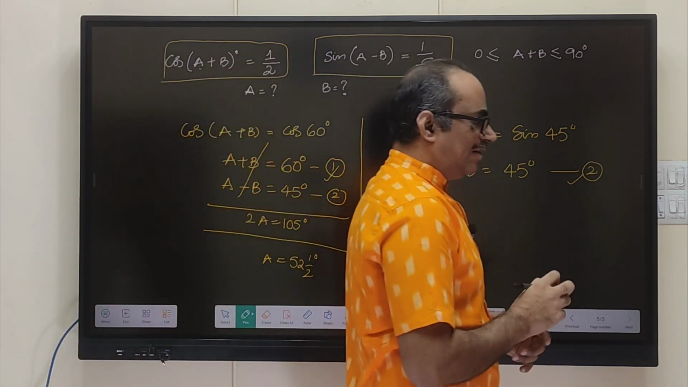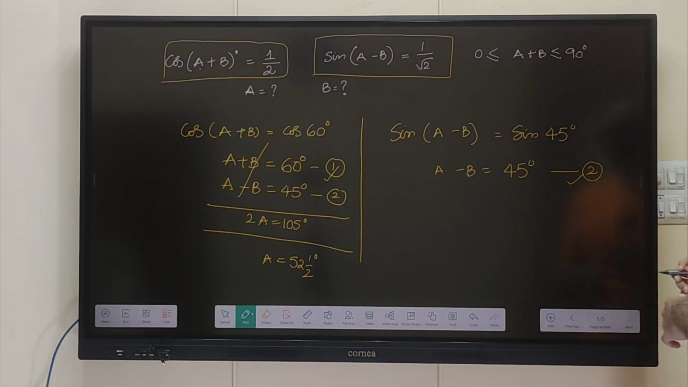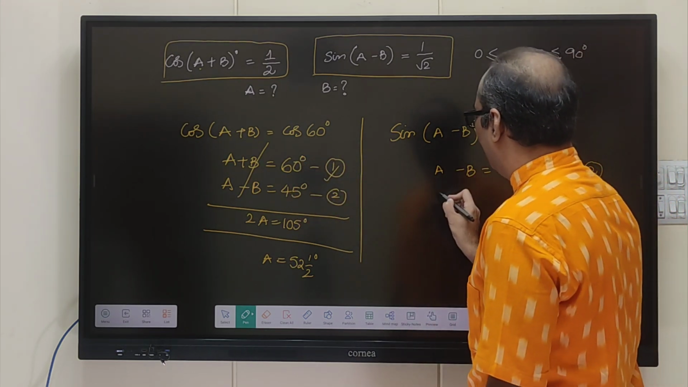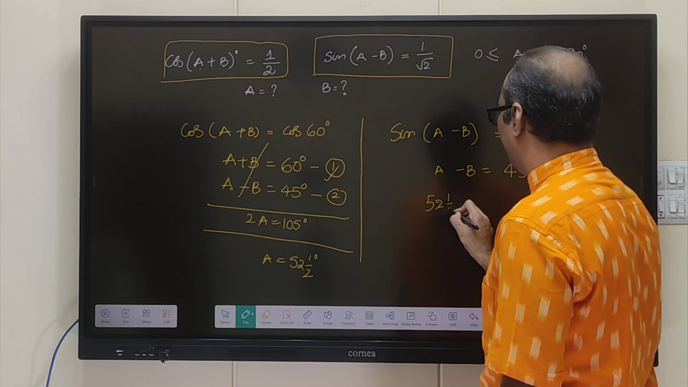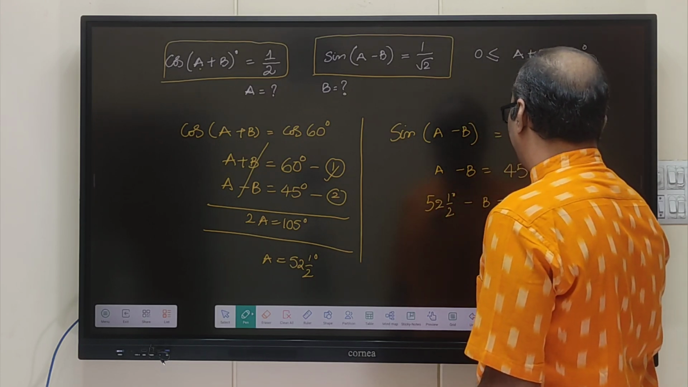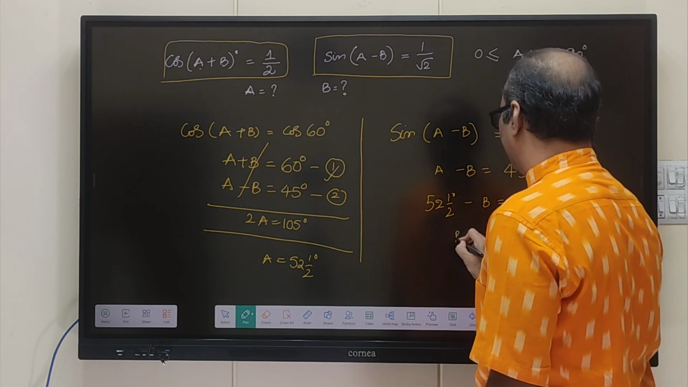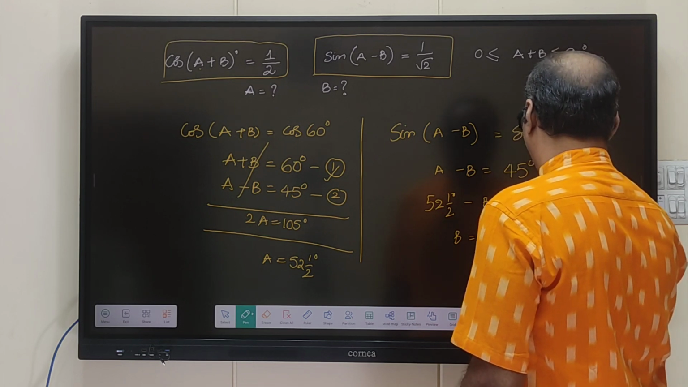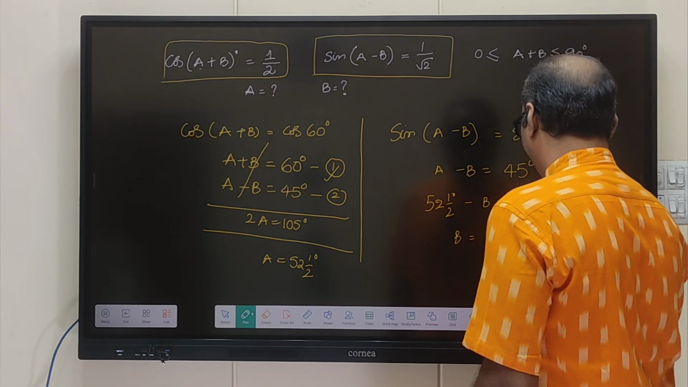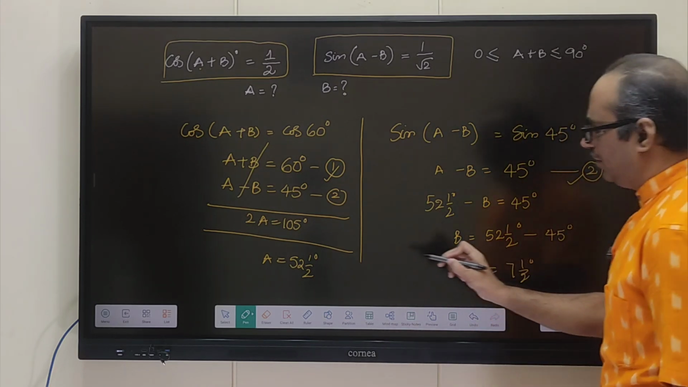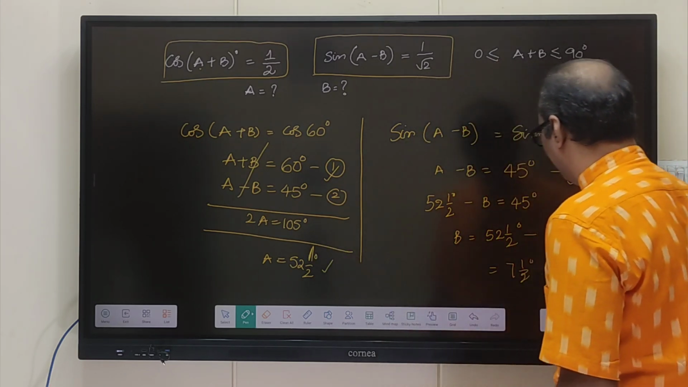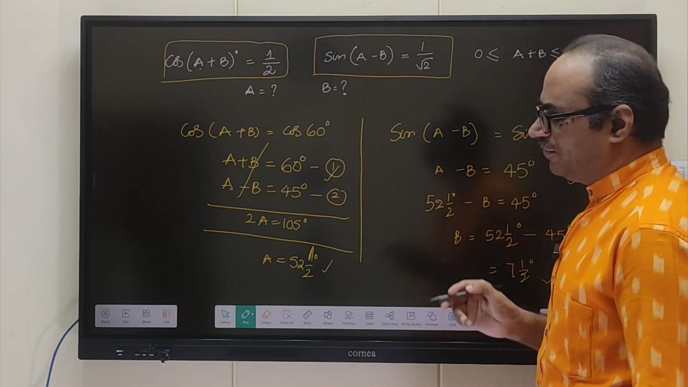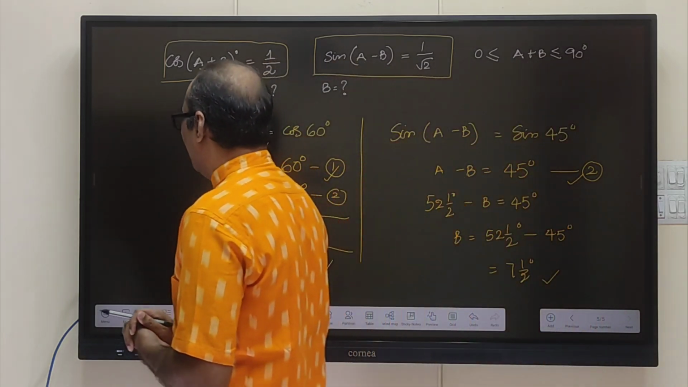If a equals that, then what will be b? For that we can use any one of the equations, either a plus b is 60 degrees or a minus b is 45 degrees. Let us use this one. 52 1 by 2 degrees minus b equals 45 degrees. That means b equals 52 1 by 2 degrees minus 45 degrees, that is 7 1 by 2 degrees. So a equals 52 1 by 2 degrees and b equals 7 1 by 2 degrees. You add them, you get 60 degrees. You subtract them, you get 45. So these types of questions can also be asked.